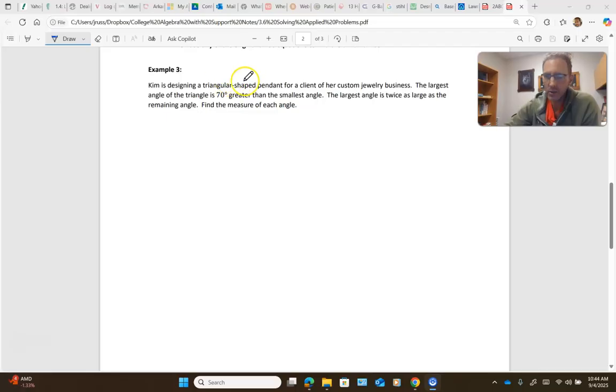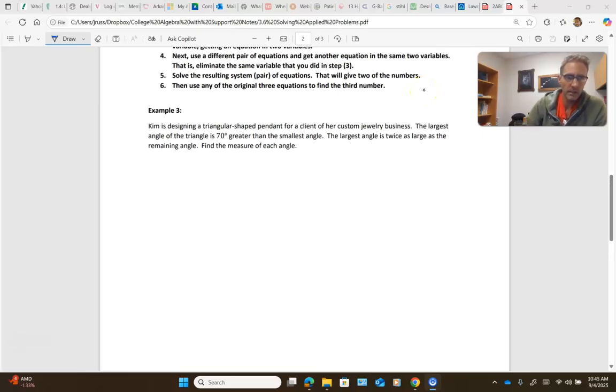So we've got this triangle, and I'm actually going to draw a triangle for you to illustrate this process. So here's my triangle, and it says that the largest angle of the triangle is 70 degrees greater than the smallest angle. From this statement right here, we can come up with an equation. Let's read the rest of this first. It then goes on to say the largest angle is twice as large as the remaining angle. This remaining angle is not the largest and not the smallest, so it's the one in the middle. And then we want to find the measure of each angle.